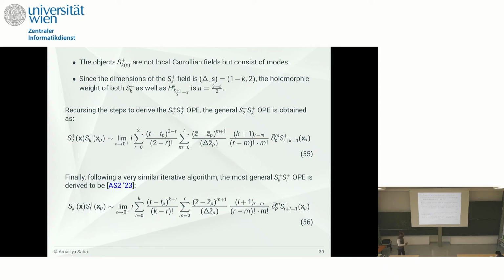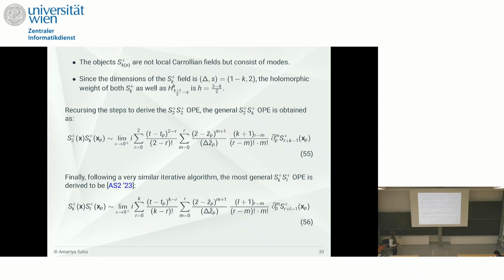Now, if we iteratively use the procedure for deriving the S2S2OP or S2S3OP, we can get the S2SKOP directly as 55. And more interestingly, following a similar iterative argument, we can derive the most general SKSLOP to be this equation 56. And this is looking okay.